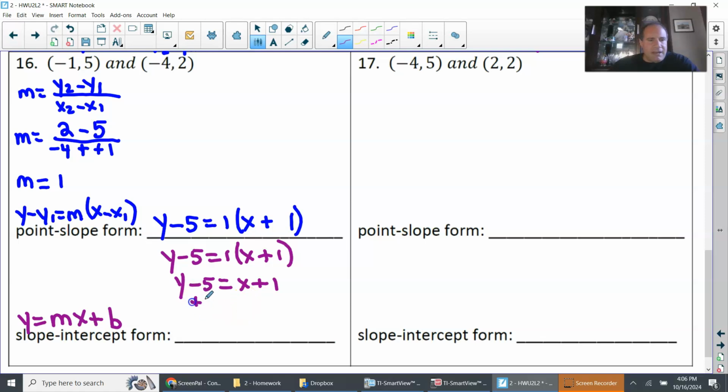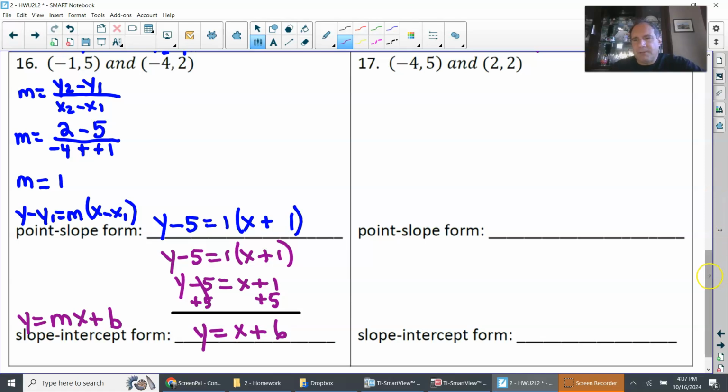So you're just going to add 5 on both sides. And you end up with y equals mx plus b. y equals x plus 6. That is slope-intercept form. It has a slope of 1 and a y-intercept of 6. You're finished. You're done. That's it.